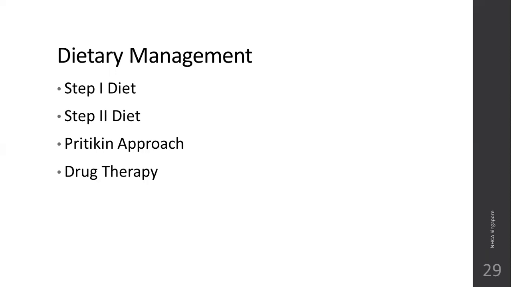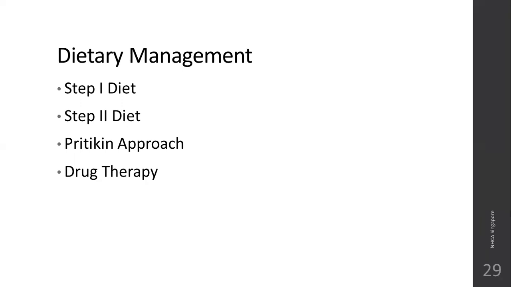Then the Pritikin approach, that is diet and exercise. This was introduced by Nathan Pritikin in 1974. It's a live longer approach. It helps people who have coronary artery diseases, hypertension, or non-insulin dependent diabetes, etc.